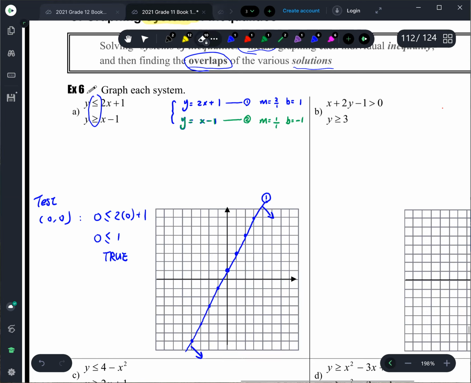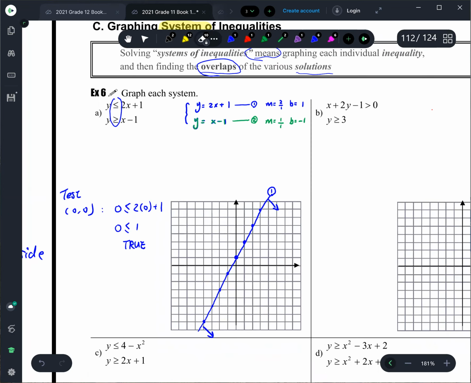Sometimes we forget which side to shade and we have to test again, right? So to shade the bottom half. Now we move on to the second line, okay? Now we test 0, 0, right? See, I'm using the green to test the second one. The second one, we have y greater or equal to x minus 1.